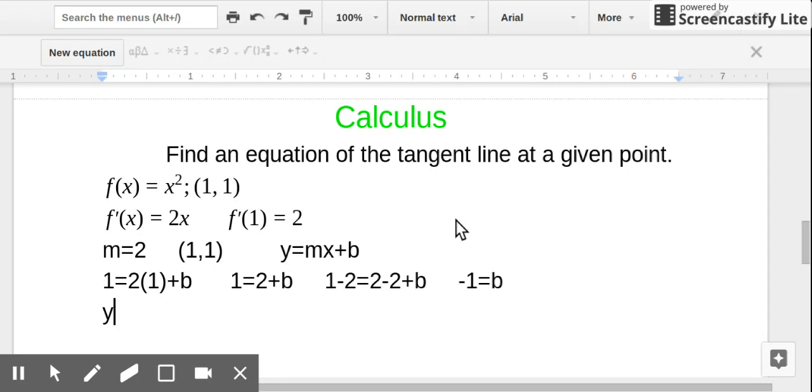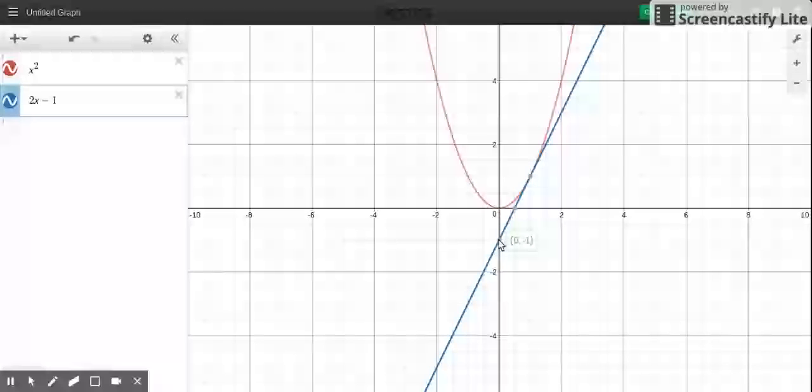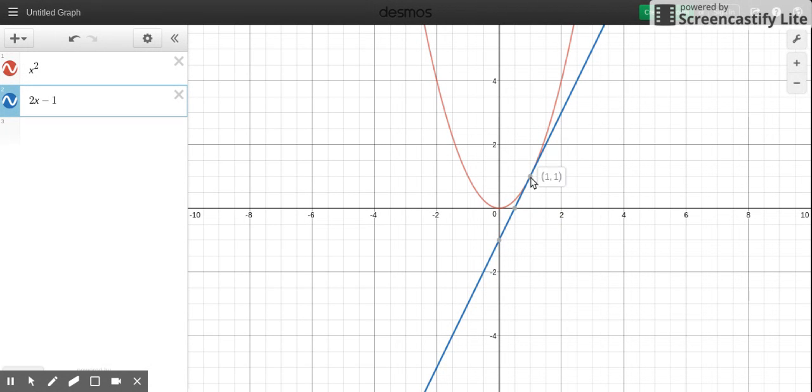So now we have our equation. y is equal to m, which is 2, x, and then minus 1. See that? So there's our equation. Let's plot that on the graph. That was 2x minus 1. As you can see here, this is the tangent line at the point (1, 1). So that was pretty easy. And of course you can see our b right here. This was -1. Pretty simple there.